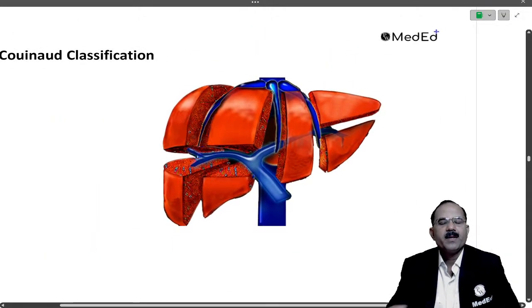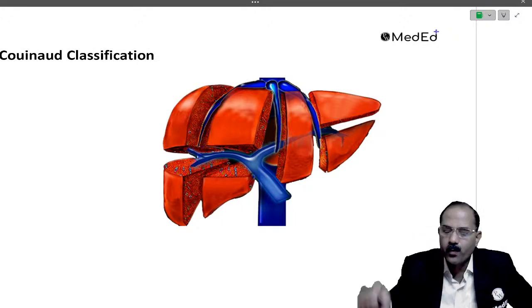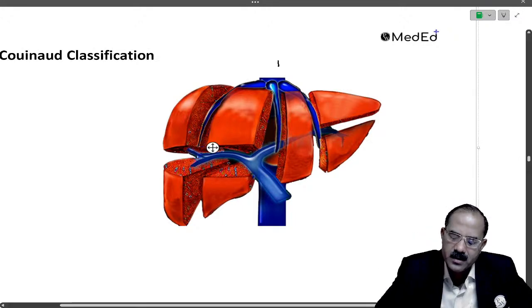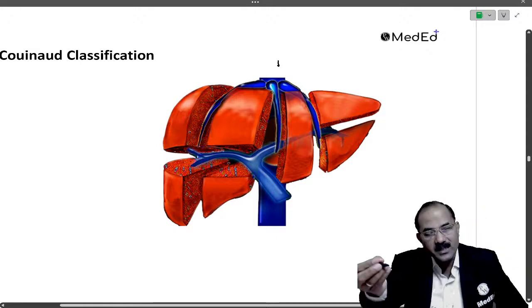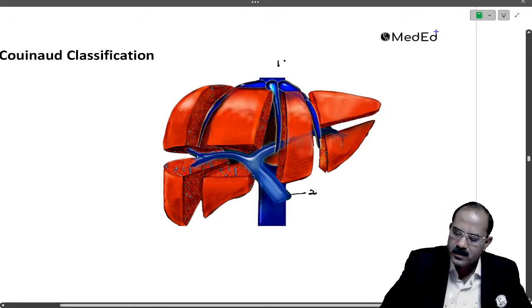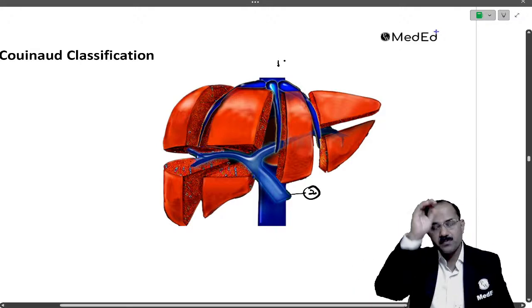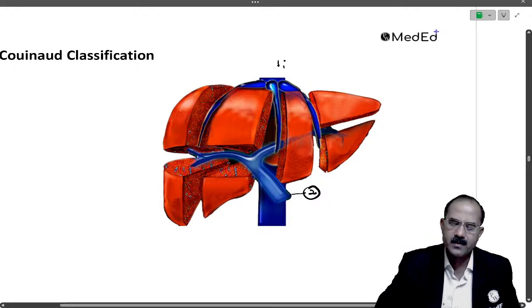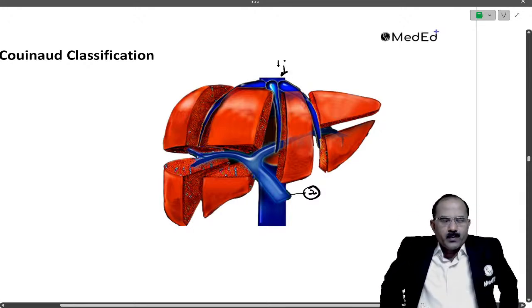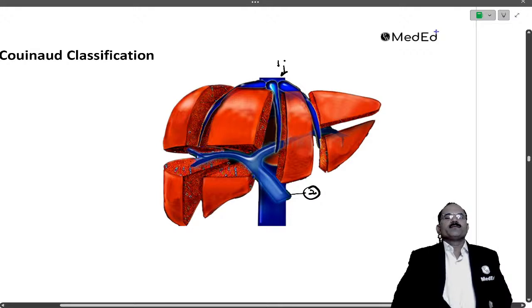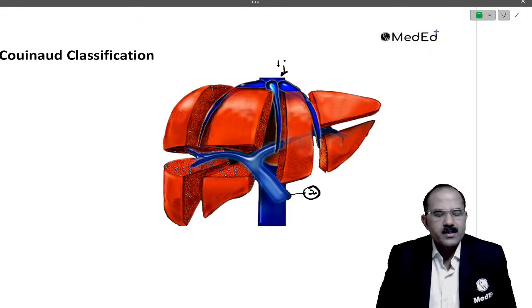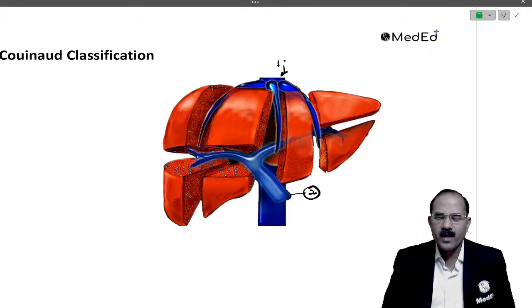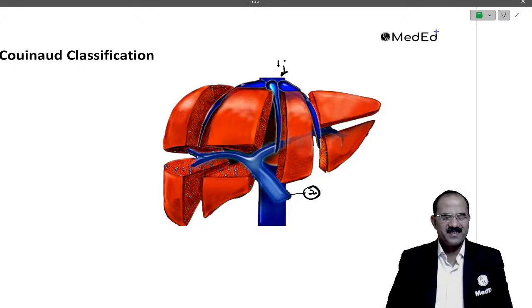Now what's classified? This is classified by Couinaud. What is Couinaud's classification based on? Anyone tell me? This is an MCQ for you. This was a PG NEET MCQ. So what is this and what is this vein? Couinaud's classification is based on two things. Number 1 and number 2. What is number 1? Any guesses?